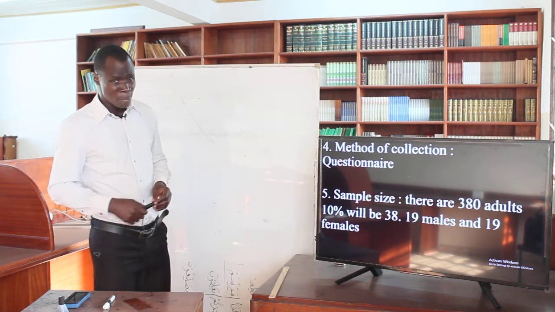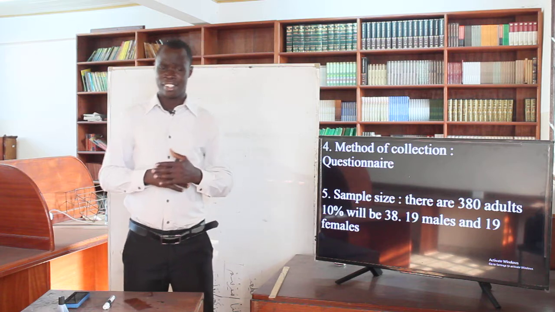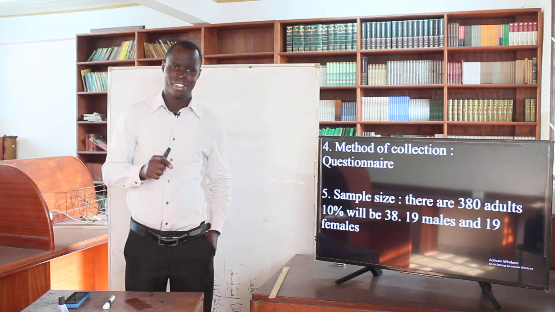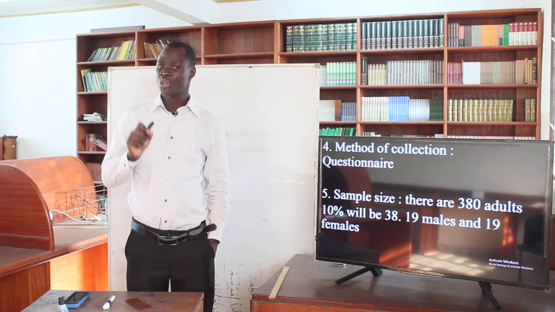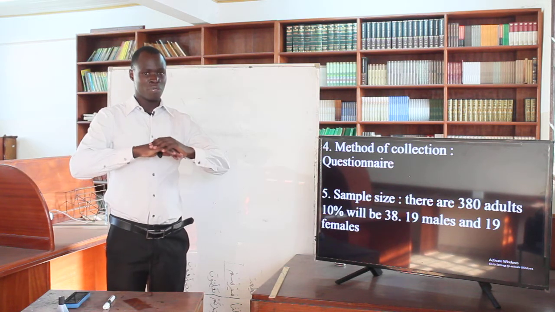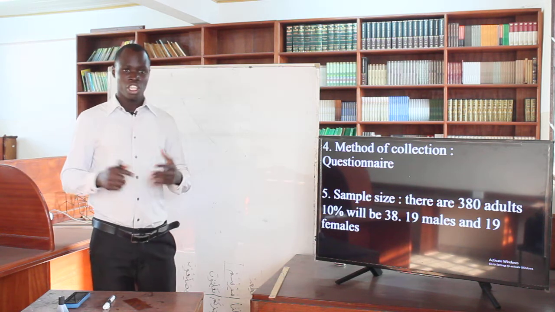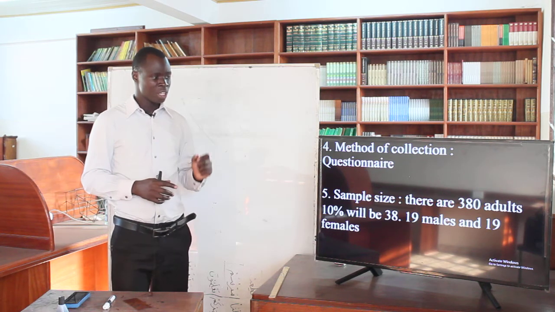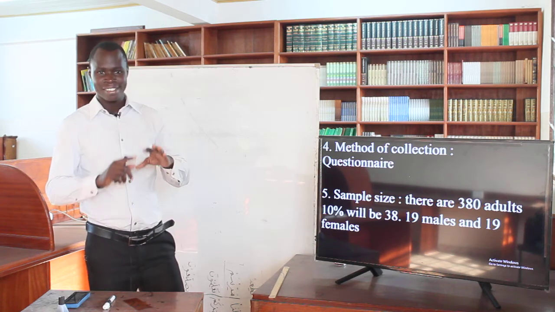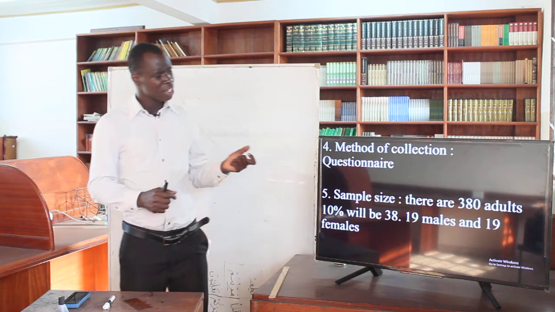Now, sample size. Suppose that there are 380 adults that you are supposed to investigate. Going to each and every one of them could be cumbersome, especially when you are just one. And by the time you are done, maybe some of them shall have shifted to another location so that you might not get the entire data. In other words, you are going to go for what we call sampling.